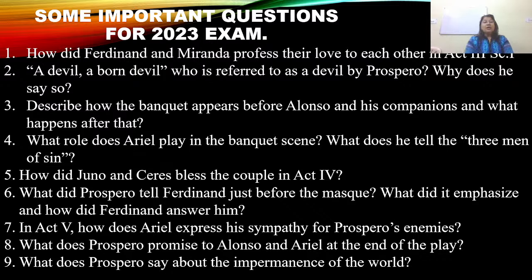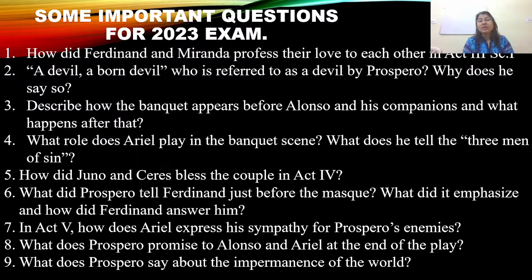Then in Act 5, how does Ariel express his sympathy for Prospero's enemies? So Ariel says that if he had been a human, he would have forgiven his enemies. What does Prospero promise to Alonso and Ariel at the end of the play? So he promises safe sailing to Alonso and freedom to Ariel. So this only has to be described.